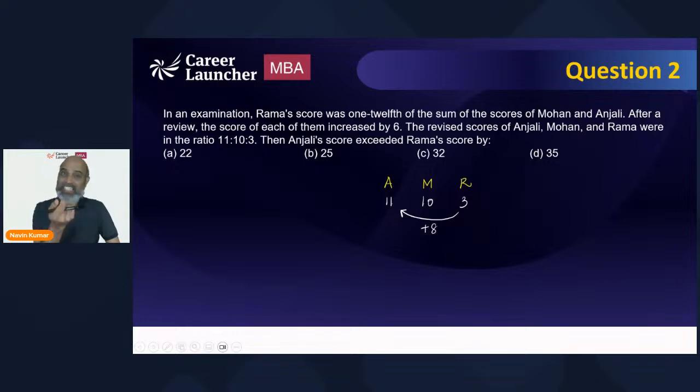So with the basic values of 11, 10, 3, assuming that these are their scores, I'm getting the difference as 8. Since these are ratios, the next possible scores could be 22, 20, and 6. Since we doubled everything, the difference will double, it will become 16. If I triple it, the difference will become triple, and so on and so forth. So I'm pretty sure that my answer should be a multiple of 8. The only option which is a multiple of 8 is option C, and I'm done.